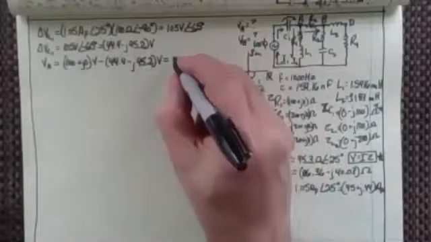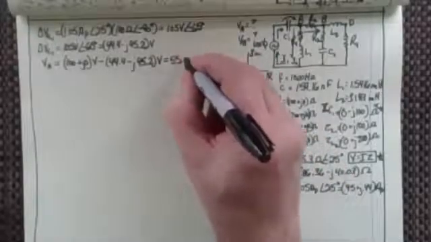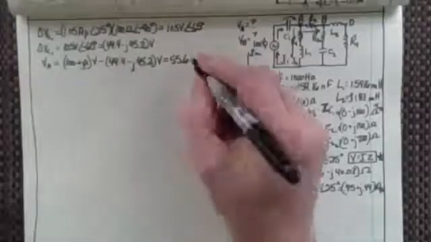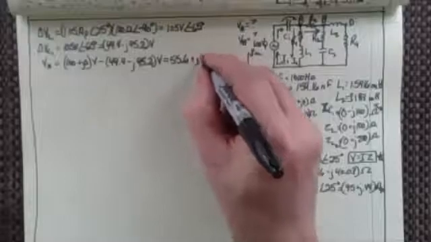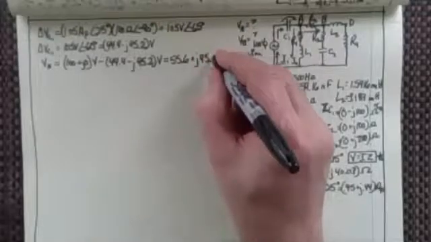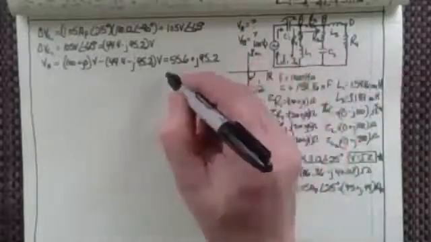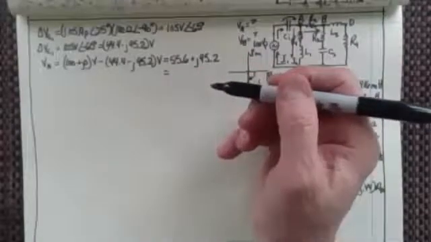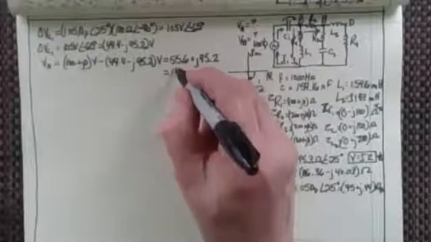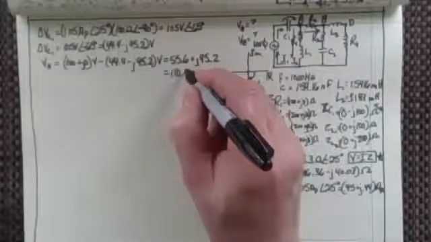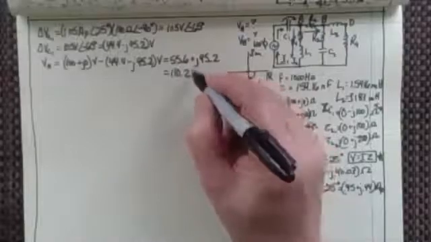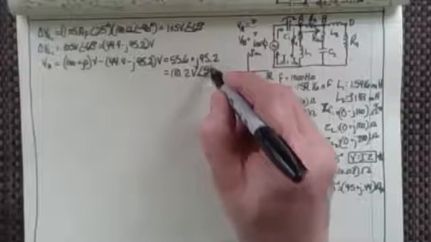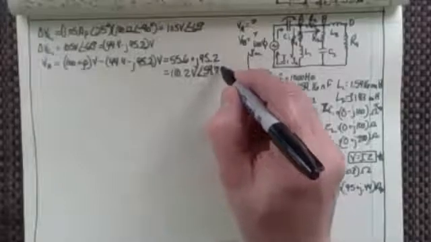So 100 minus 44.4 is 55.6. And then minus 0 minus a minus gives me plus j95.2. And if you're wondering what that is as a phasor, that is 110.2 volts at an angle of 59.7 degrees.